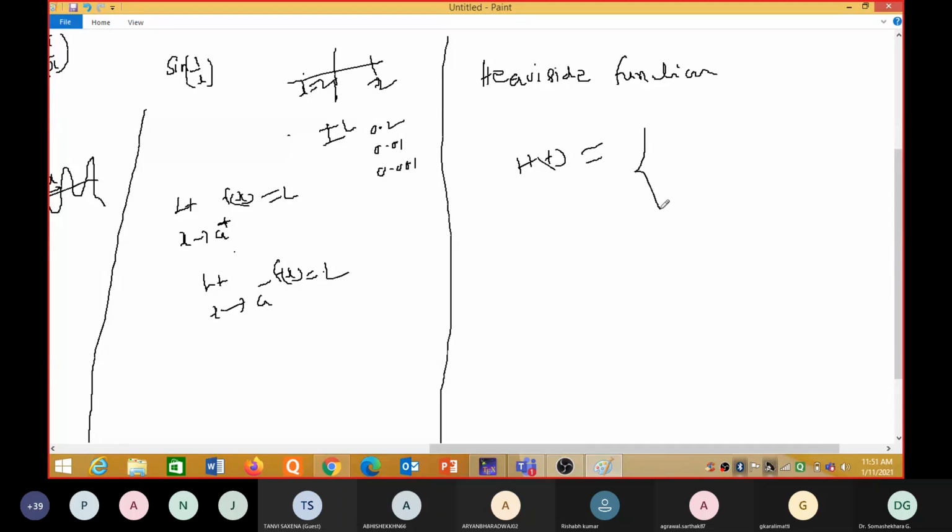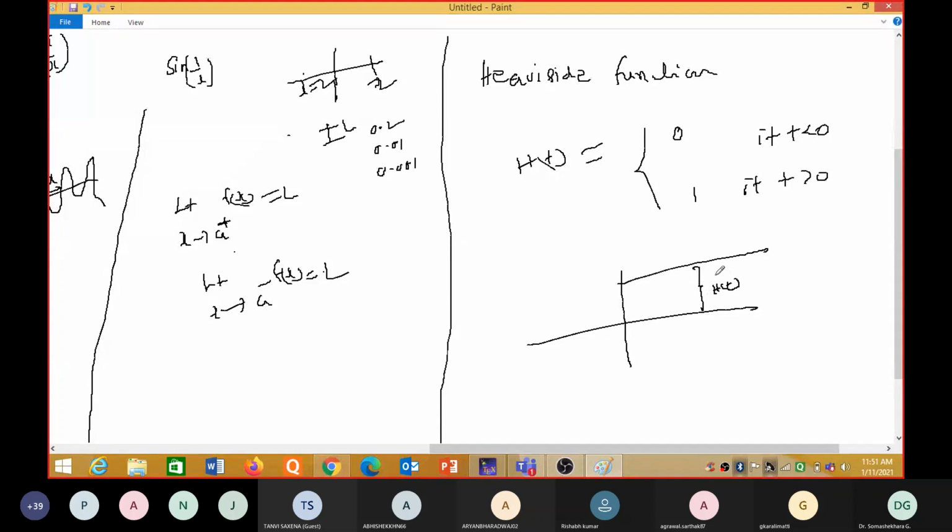How does it behave? It is 0 if t is less than 0, and it is 1 if t is greater than 0. I will draw the graph also. When t is greater than 0, this is the graph, and when t is less than 0, negative, it is 0 only. H of t is the height. When t is negative, h of t is 0.